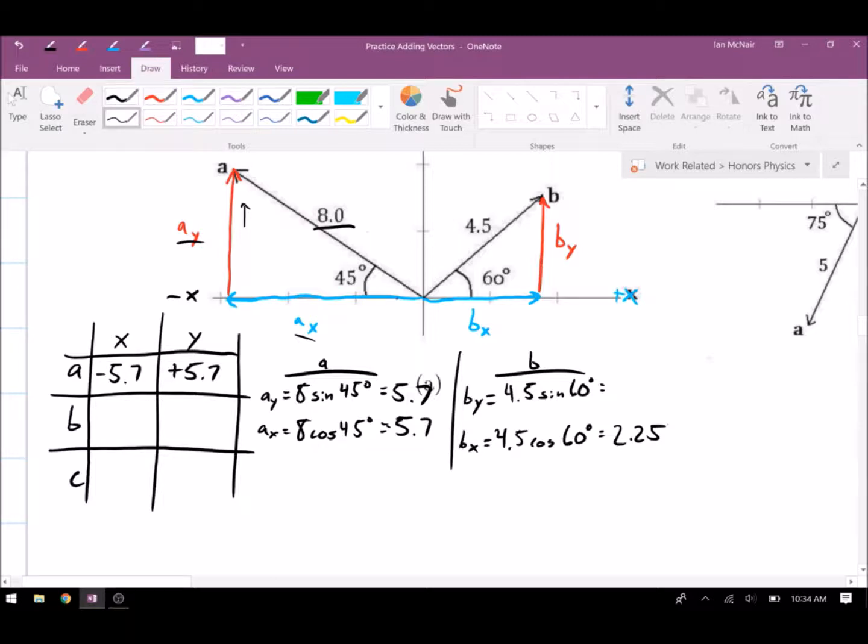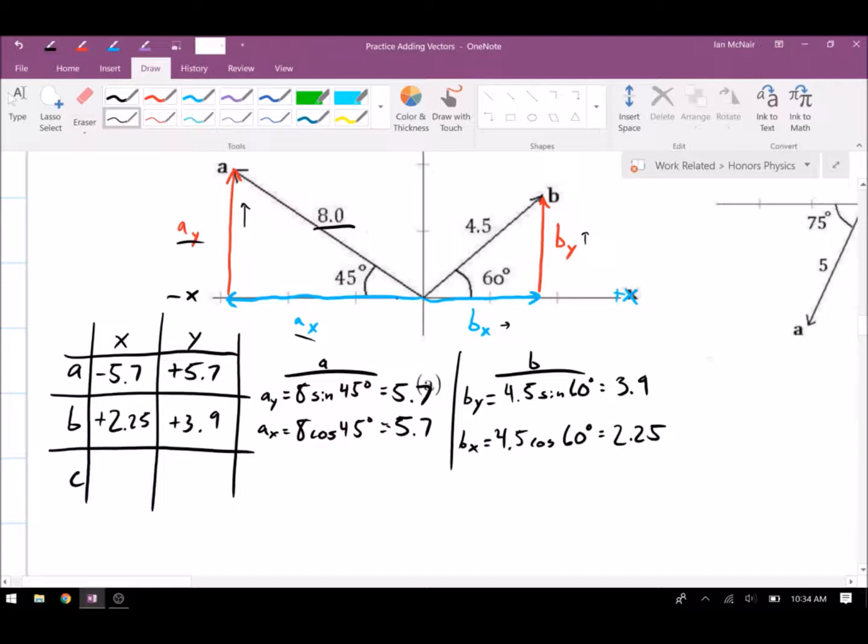Sine, I can't do that in my head, so I'll just write it out. We'll say 3.9. And then we look at it. BY points upwards, so that's positive. BX points to the right, which in our case we denoted as the positive x. So we just have positive 3.9. Oh, no. Let's see here. Positive 2.25. There we go. This one is positive 3.9.